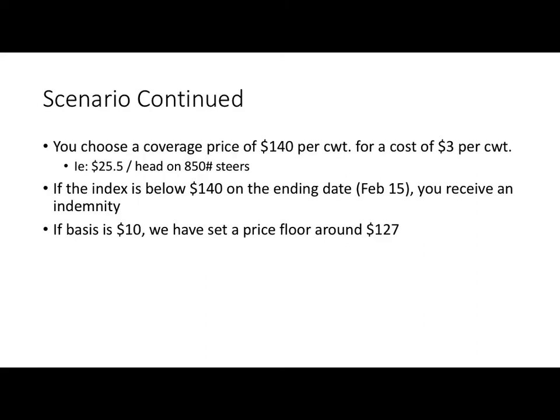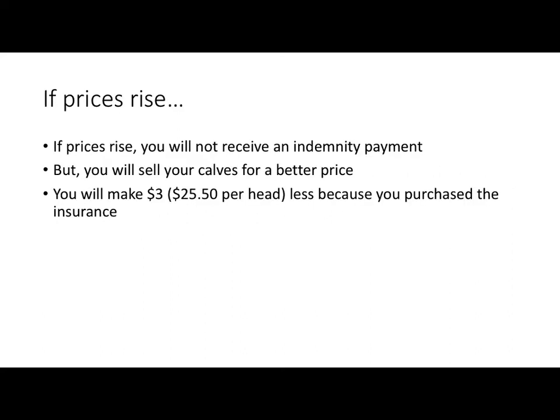So if I chose that 140 coverage level and I bought that, and again, the expected ending value is 148, I'm covered at 140. I'm going to self-insure the first $8. I'm going to write a check for $25.50 per head on my cattle. Then we see what happens in February. There's three things that can happen.